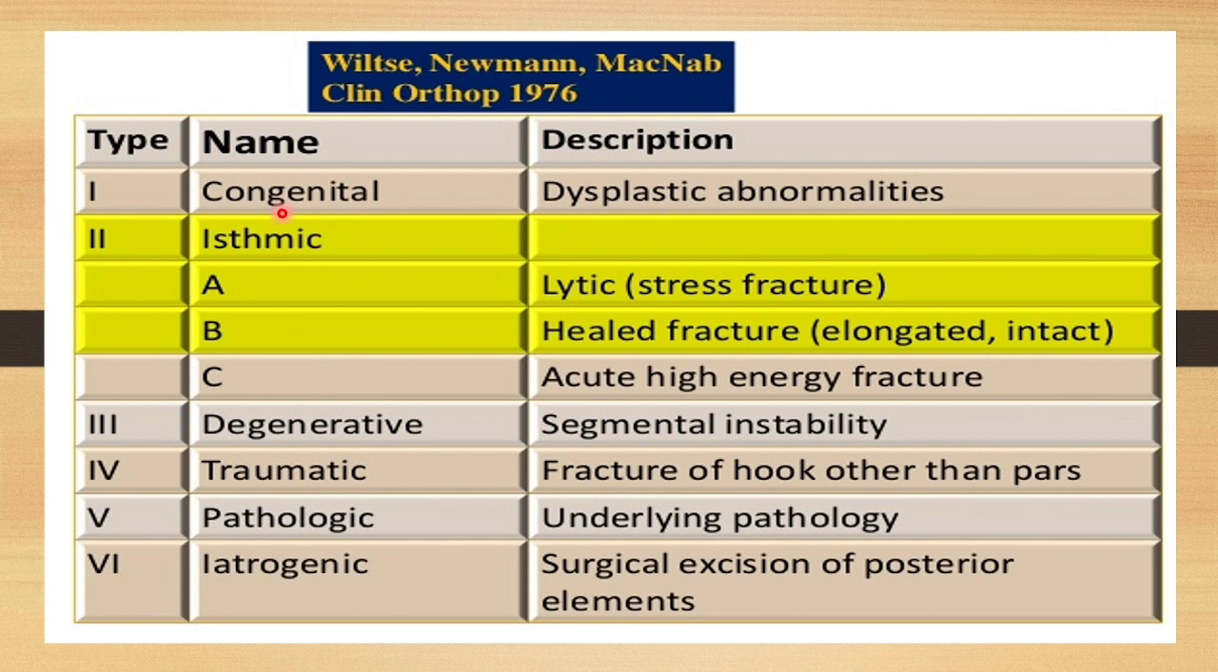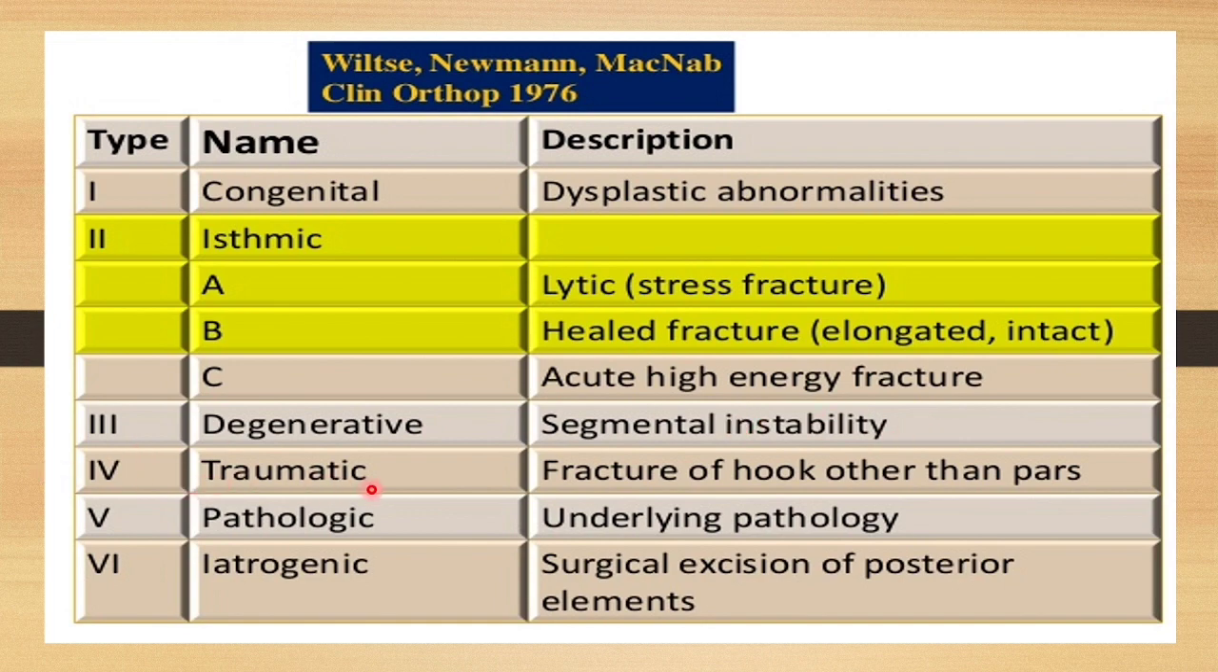The first type is congenital, which may occur as a result of dysplastic abnormalities. The second type is isthmic, which is further classified into three subtypes. Isthmic type A is the lytic or stress fracture. Isthmic subtype B is a healed fracture, elongated but intact. And isthmic subtype C is an acute high-energy fracture. The third type is degenerative, which occurs as a result of segmental instability.